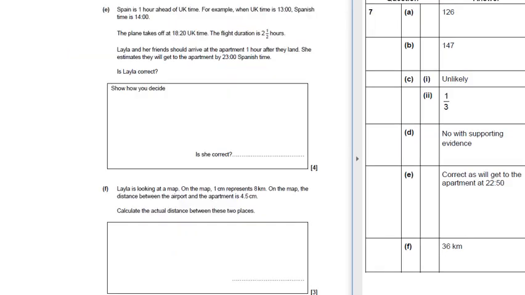Spain is 1 hour ahead of UK. For example, when it's 1 p.m. in England, it's 2 p.m. in Spain. The plane takes off at 18:20. It takes 2.5 hours, so I'm just going to add, I can do 2.5 hours easy enough. So 20:50.